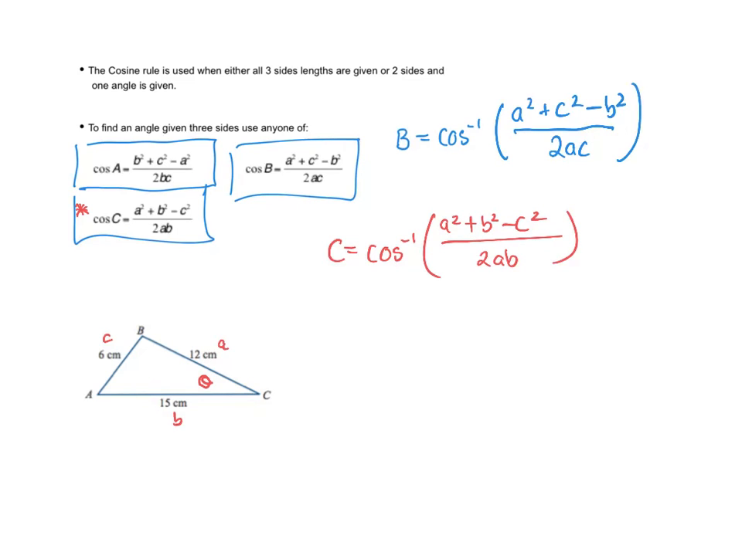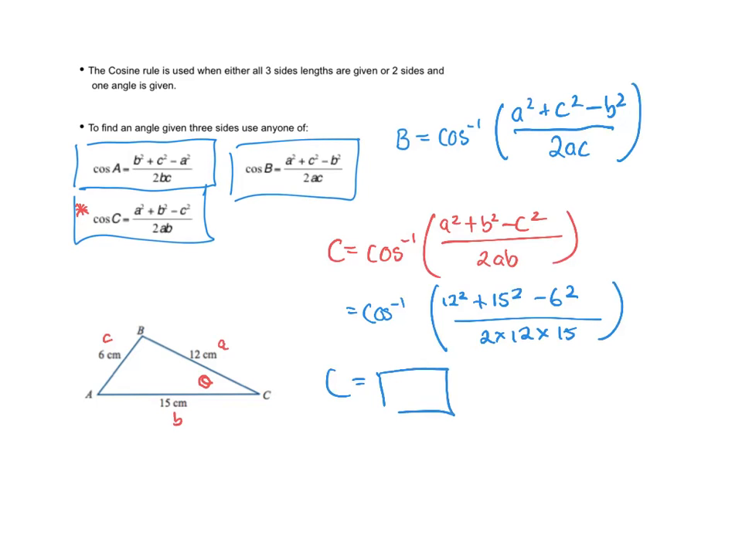Okay, and then I'll substitute in all the numbers. So a is 12 squared plus 15 squared minus 6 squared over 2 times 12 times 15. And you'll get your answer, whatever C is, and don't forget that it'll be in degrees.